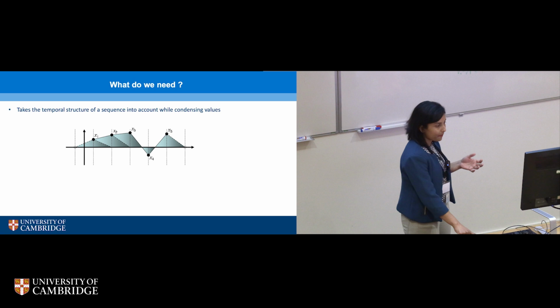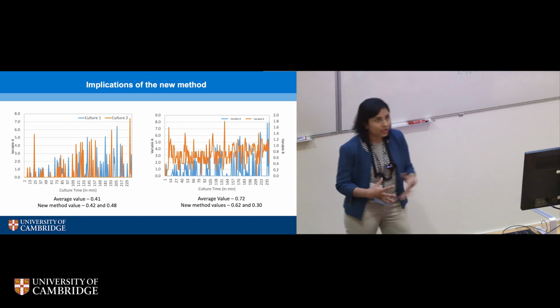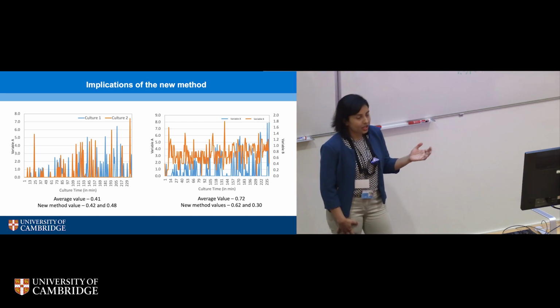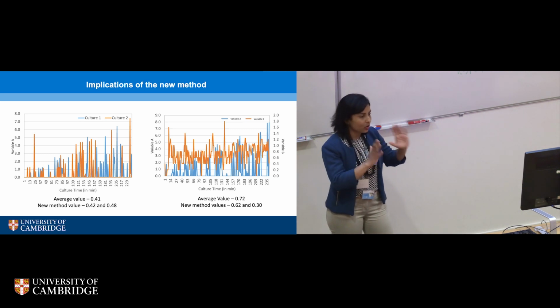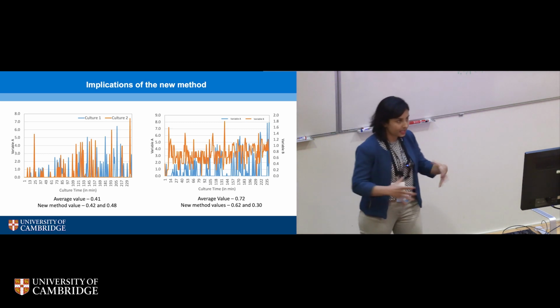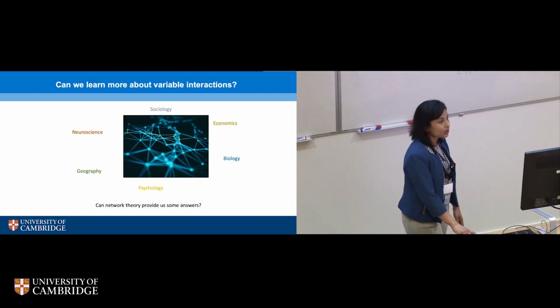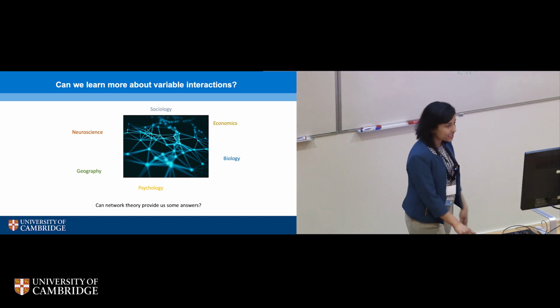The implication of this new method was that we could find a technique that distinguishes 2 different cultures and their behaviors depending upon their temporal pattern. In this way, we found a good method for data condensation, and now we have a larger feature space. We have data coming from offline readings and online readings together, and we have a bigger design space. Now the next question is, how can we learn about these variable interactions? We have all these variables, but what does that mean? We have seen in different fields how network theory has been really successful.